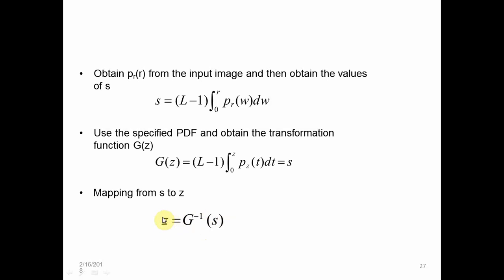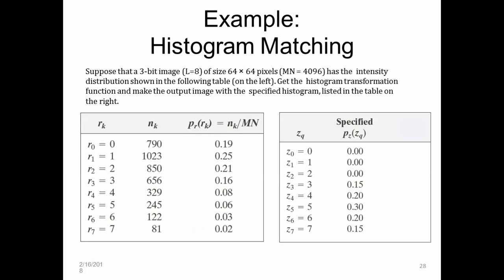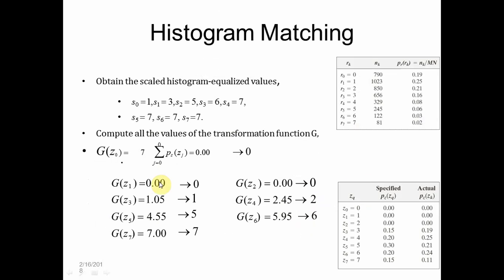Okay, this is the example, the same example we are taking. You have the gray level, number of pixels, normalized version, and the specified one, that is z0, 0 kilo 0, 1 kilo 0, 2 kilo 0. There is no number of pixels for 0, 1, 2. It is starting from 3, 4, 5, 6, 7. So you need to consider 3, 4, 5, 6, 7, and you have to equalize both the histograms first.